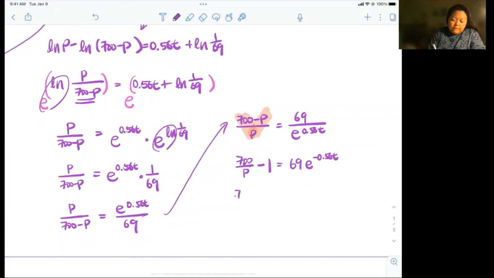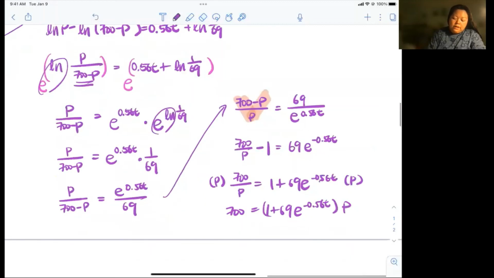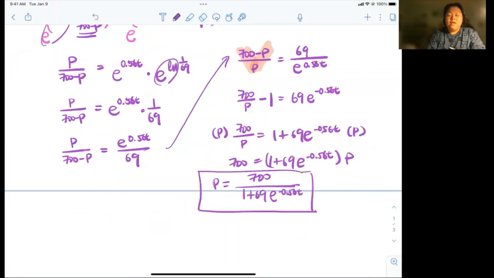Add the 1 over, so 700 over p equals 1 plus 69 e to negative 0.56t, right? And if you want to put this over 1, actually multiply both sides by p because you're trying to solve for p. So 700 equals 1 plus 69 e to negative 0.56t times p. So last but not least, p is equal to 700 over 1 plus 69 e to negative 0.56t. And that is my equation, okay?